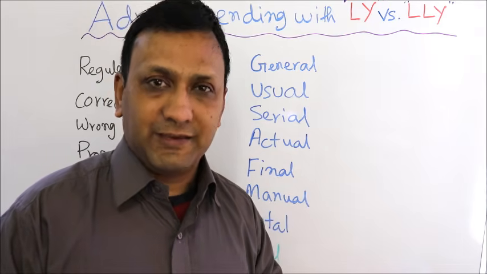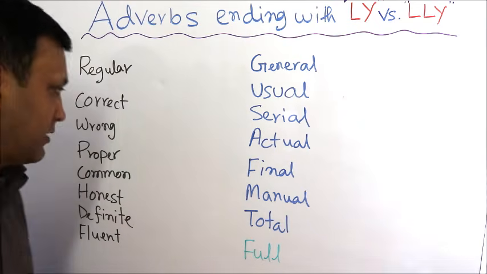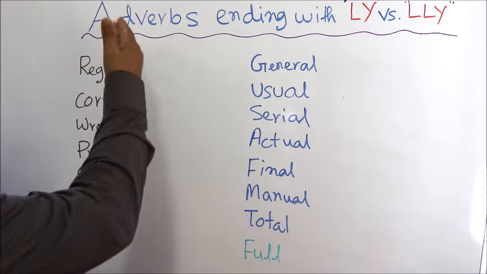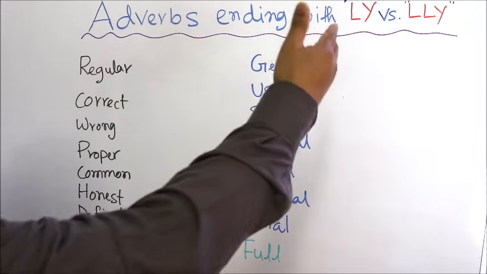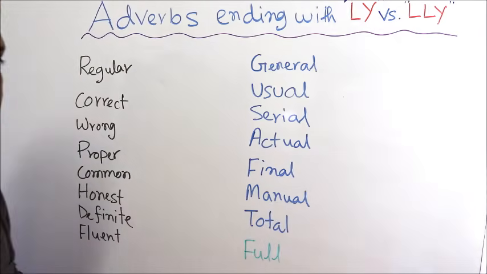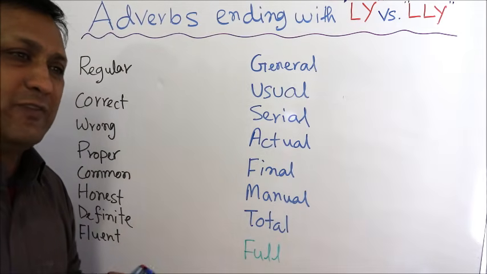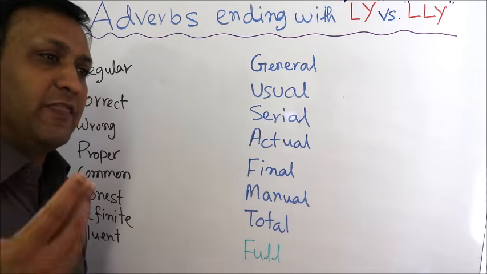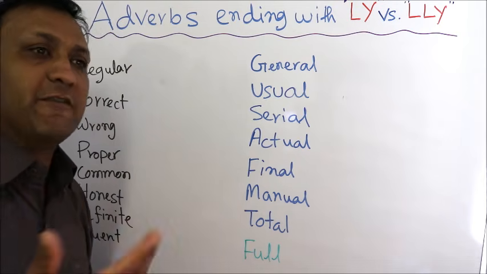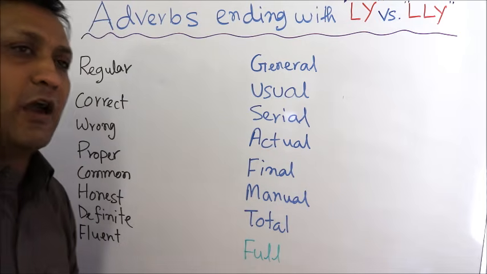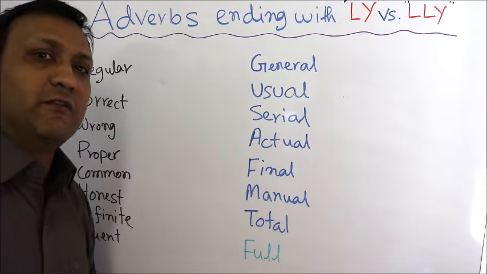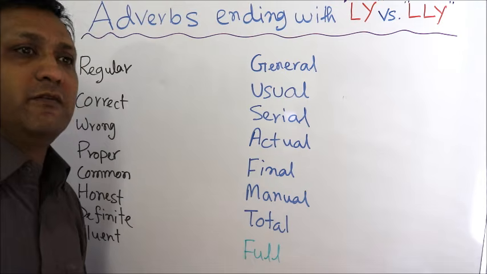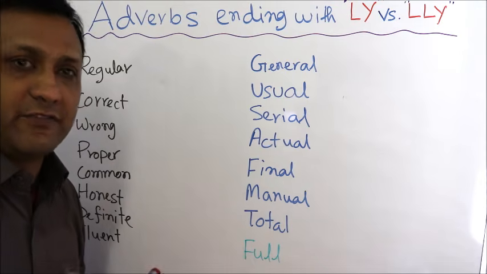Okay, thank you. Let's now go into the discussion, dear friends. I have written here adverbs ending with LY versus LLY. What does it mean? We often use a lot of words ending with LY or LLY, and they are generally called adverbs, like generally, usually, seriously, properly, regularly, etc.